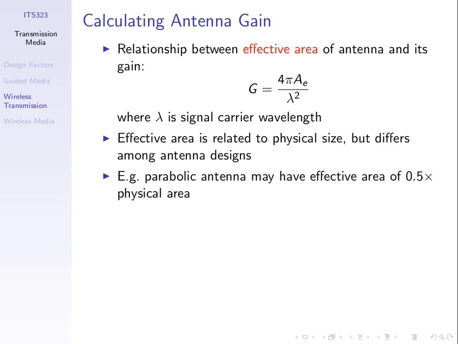Can we calculate it some way without measuring? Well, yes. Here's a general formula. The gain G of an antenna is 4 times pi times the effective area of that antenna divided by lambda, the wavelength, squared. So first, the wavelength. The gain depends upon the signal that we're sending. What's the equation for wavelength? Very important one.